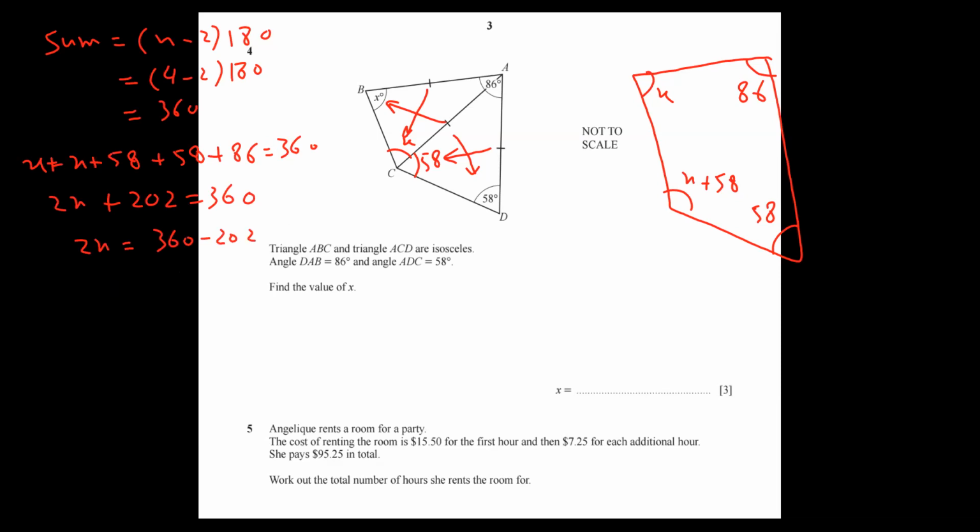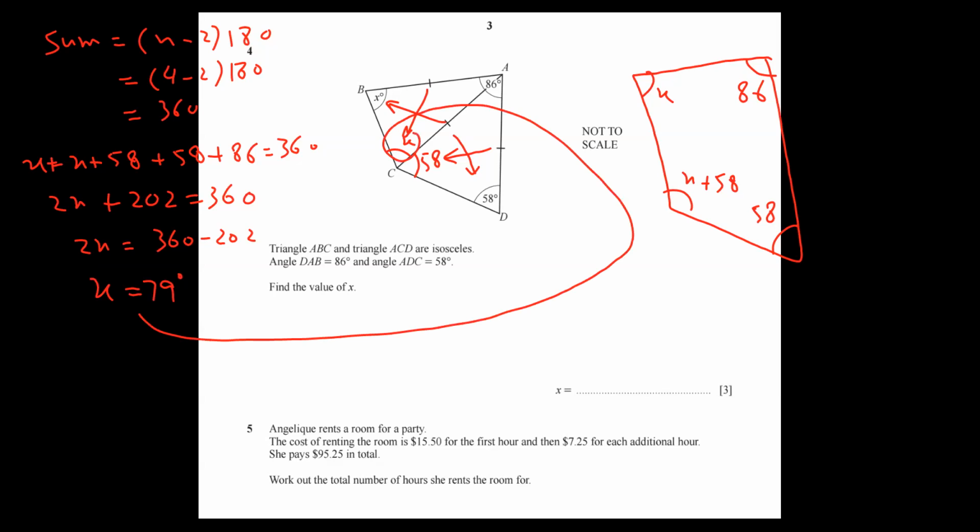And I'm writing the direct answer: 360 minus 202, and that answer divided by 2. And I get the answer 79 degrees. Why degrees? Because it is considered an angle. That is why. So this question is over.